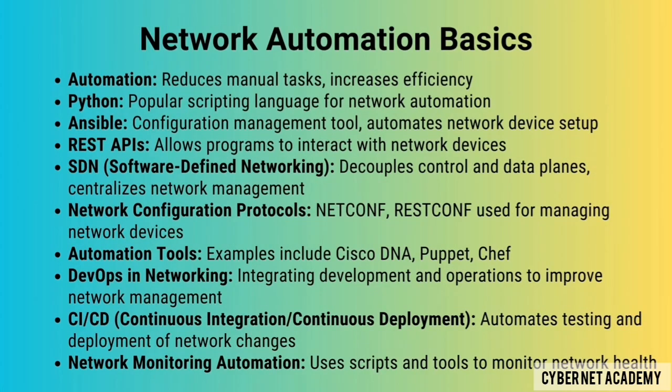Network automation reduces manual tasks and increases efficiency. Python is popular for scripting and network automation. Ansible automates device setup and configuration changes. REST APIs allow programmatic interaction with network devices. Software-defined networking (SDN) centralizes network management, separating control and data planes. Network configuration protocols like NETCONF and RESTCONF standardize device management. As networks grow more complex, automation becomes essential for efficient, scalable operations. While not heavily tested in CCNA, understanding automation concepts is valuable for modern networking.